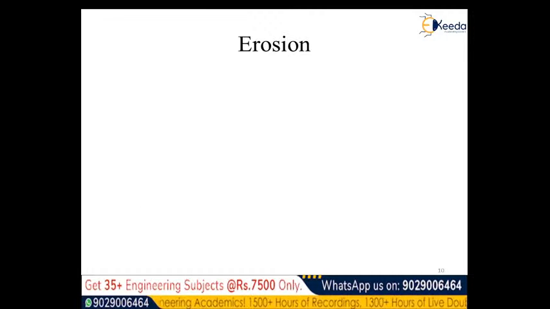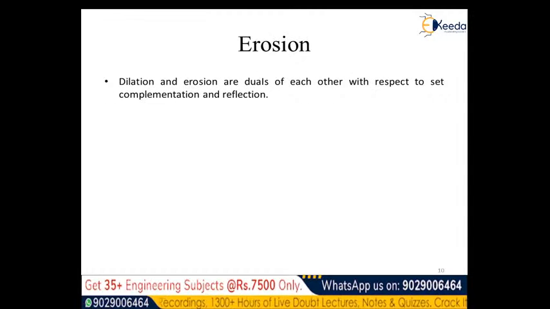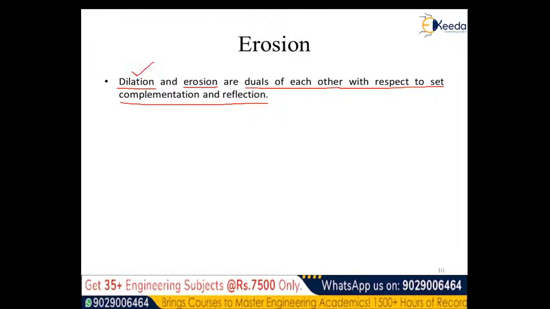Now along with the erosion, there is another fundamental morphological operation which is known by the name dilation. The details of dilation we shall definitely see. And for more information, erosion and dilation are said to be duals of each other, with respect to set complementation and reflection, where the same structuring element is utilized for performing the dilation operation and the erosion operation.